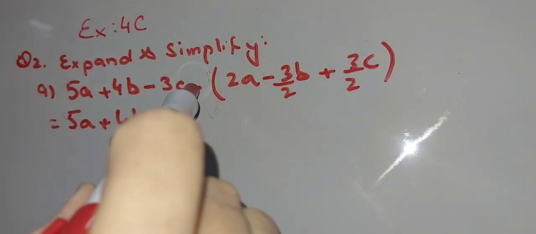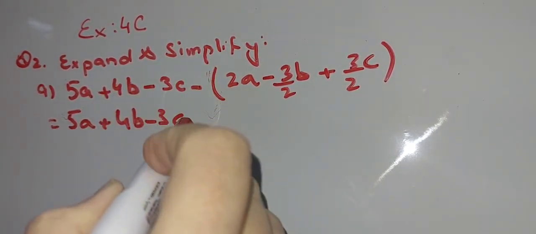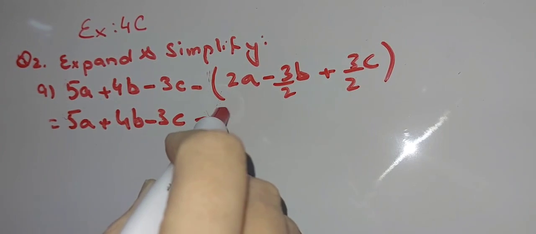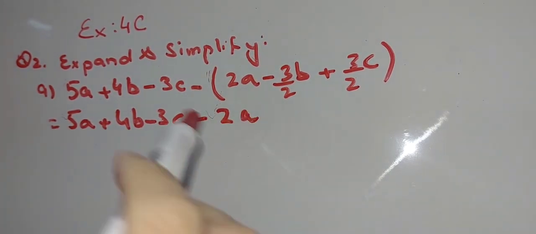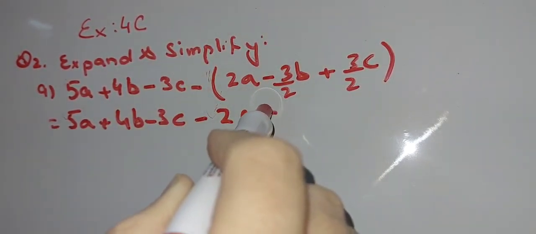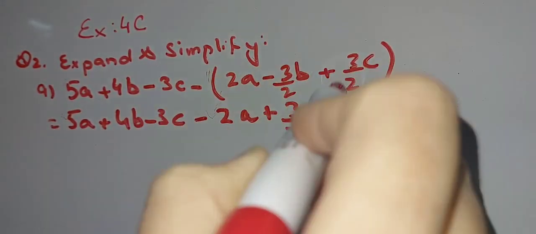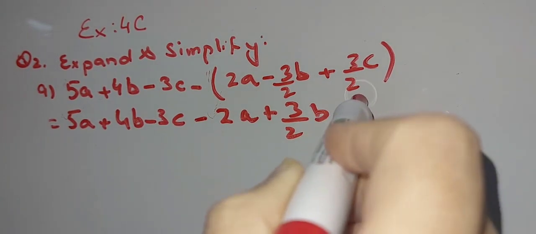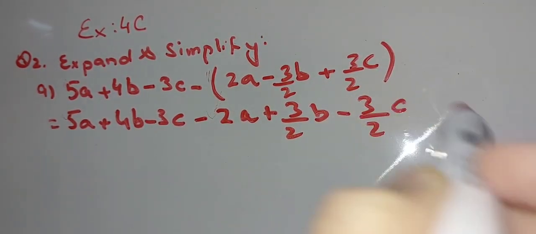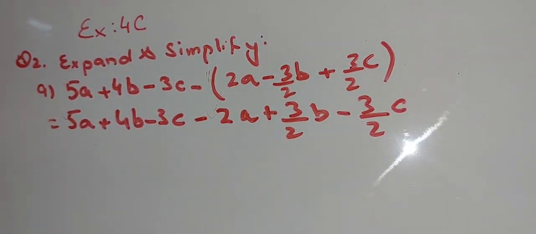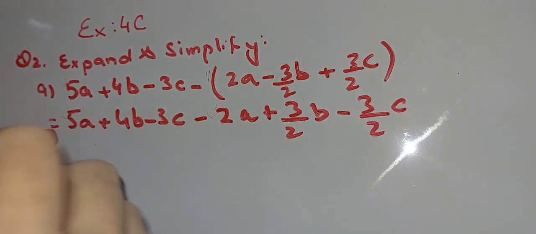Now minus multiplied by plus 2a, minus 2a. Then minus multiplied by minus, plus 3 upon 2b. Then minus multiplied by plus, minus 3 upon 2c. Now what we have to do? We have to arrange the like terms together.